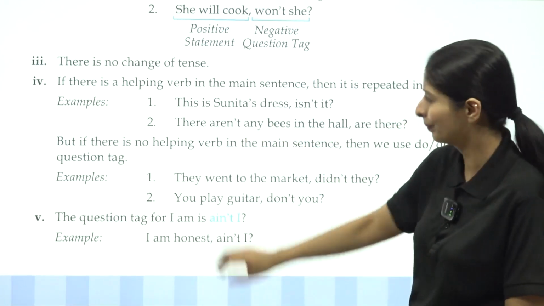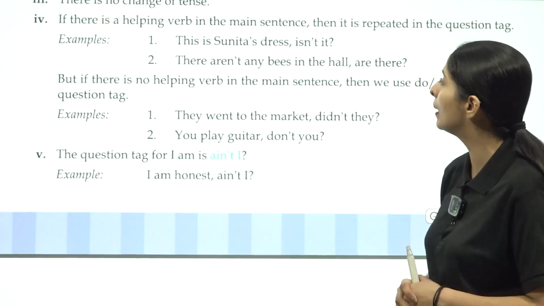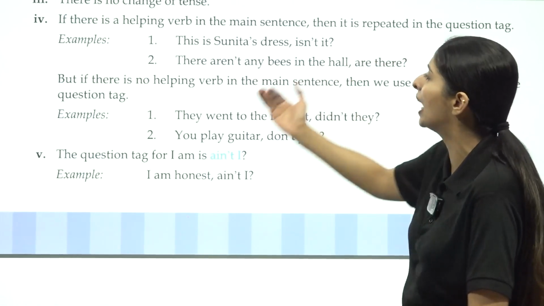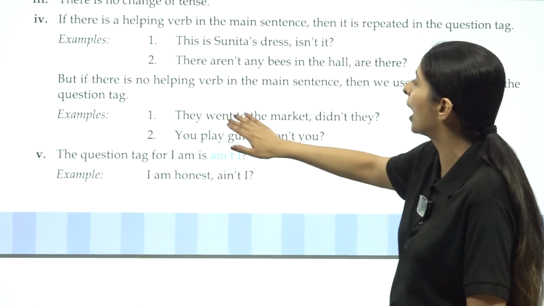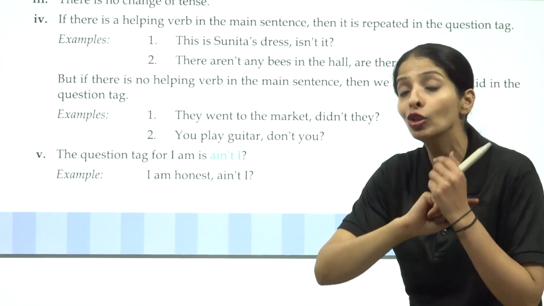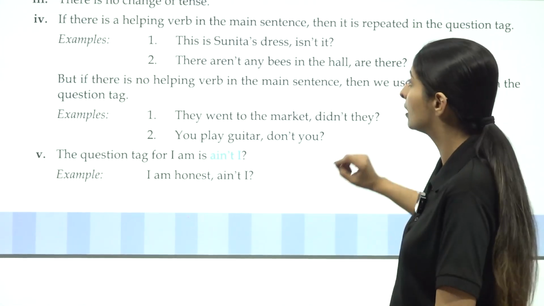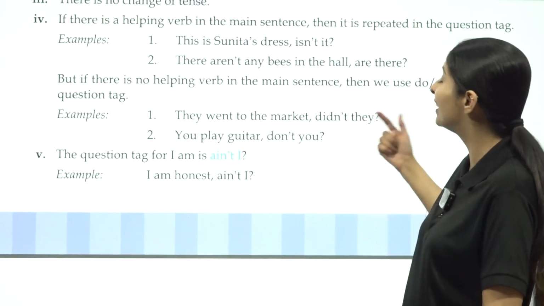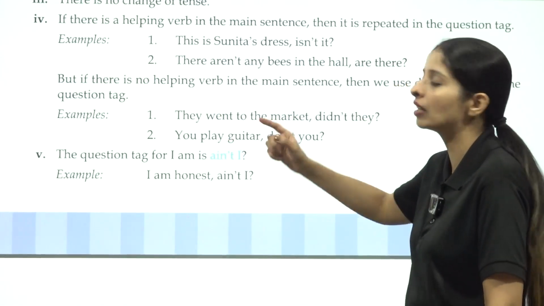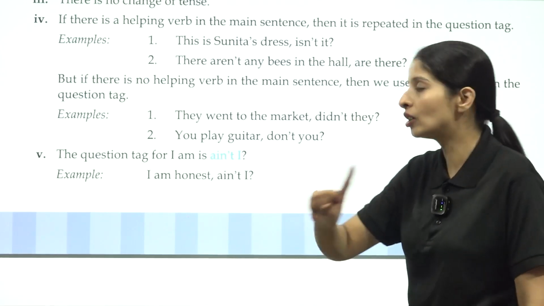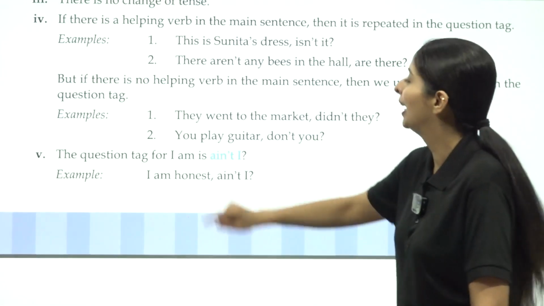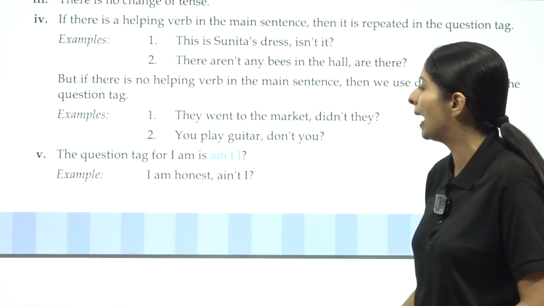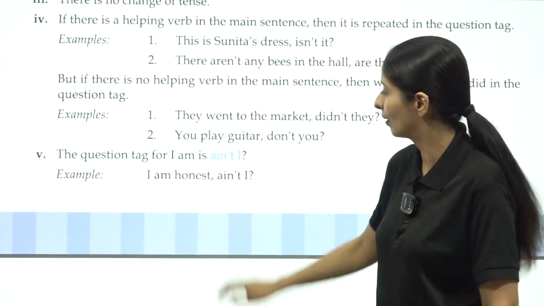There aren't any bees in the hall, are there? But if there is no helping verb in the main sentence, then we will use do, does, did in the question tag. Like, they went to the market. There is no helping verb, right? Went means past, so you will use didn't they. You play guitar. It is present, so don't you.